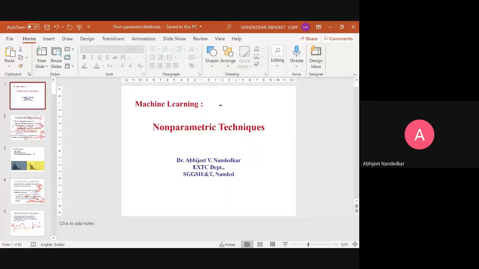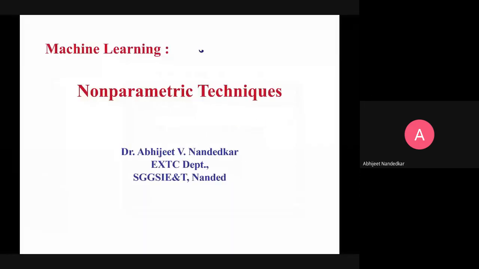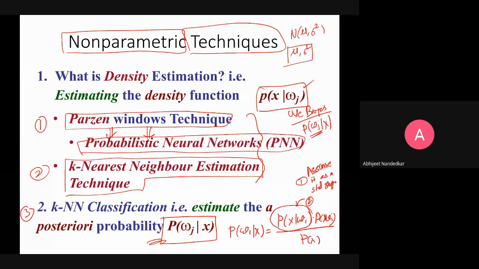So in the last class, we started this discussion of non-parametric techniques, where we assume no distribution or standard shape for the probability density function. We do not assume any such shape for the distribution, but we try to estimate the density function. We have gone through these slides where the basics of Parzen window and k-nearest neighbor estimation were discussed in brief.